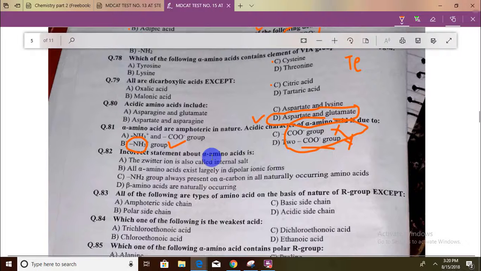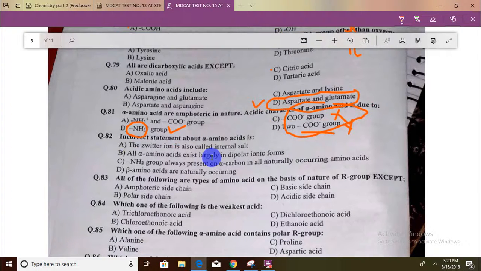So an incorrect statement about alpha amino acids is: the zwitterion is called an inner salt. Yes, it's in the introduction. All alpha amino acids exist largely in dipolar ionic forms. They do. The NH2 group is always present on the alpha carbon in all naturally occurring amino acids. Well, not all of them, just the majority of them. This has also been written in the book.